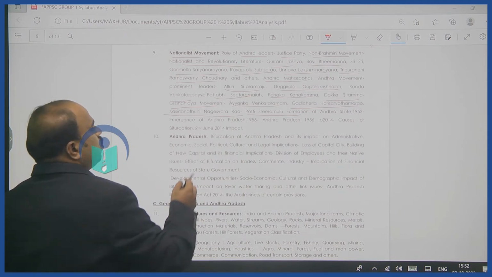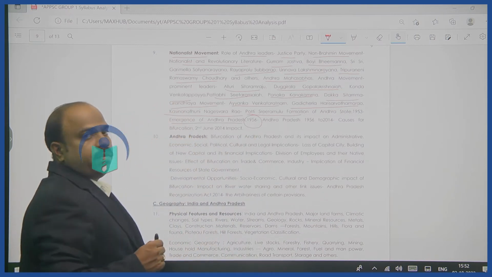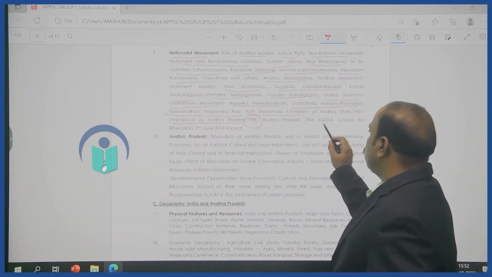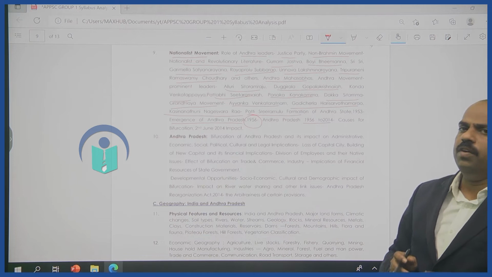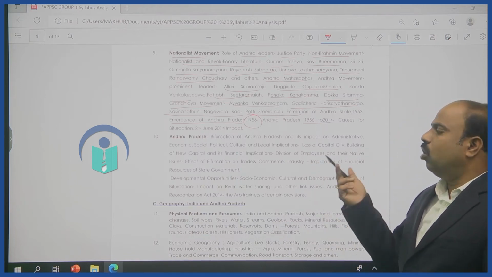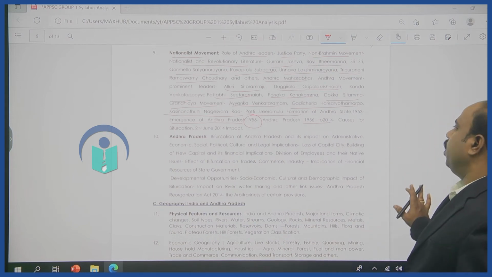The next, emergence of Andhra Pradesh in the year 1956, that is 1st November 1956. Okay, following. Next, Andhra Pradesh from 1956 to 2014, causes of bifurcation. Next, 2nd June 2014, and impact of the bifurcation. There is economic impact of the bifurcation.